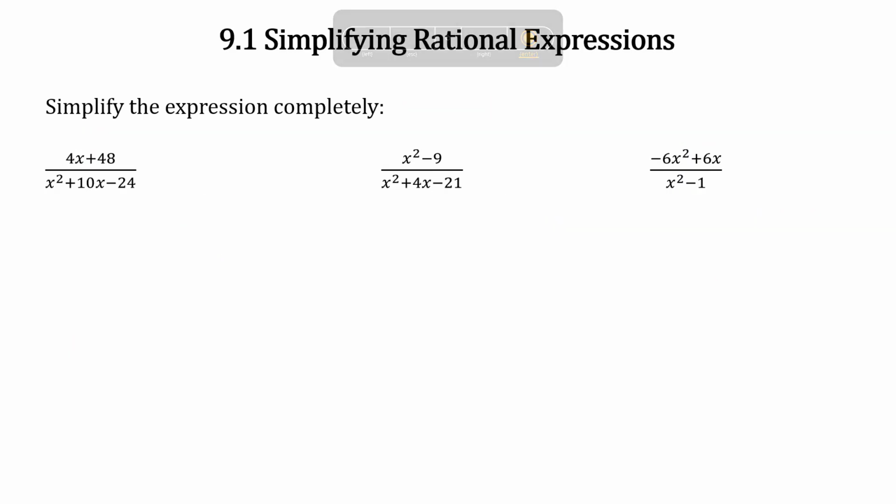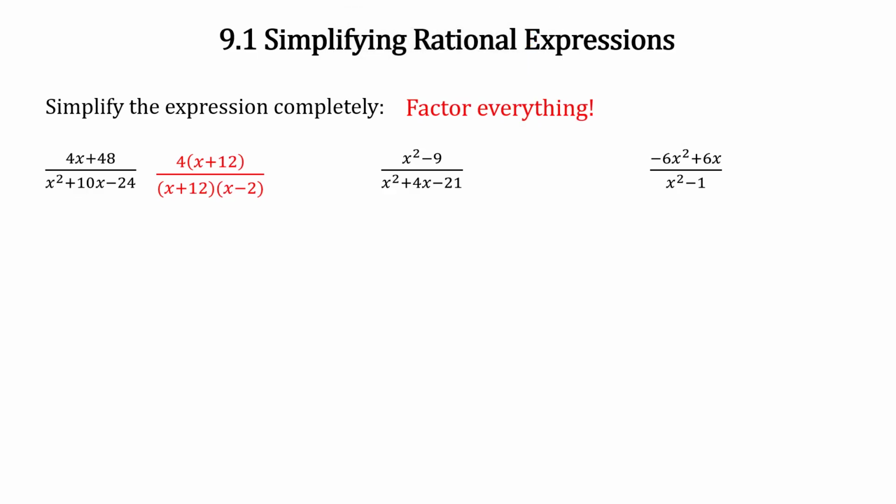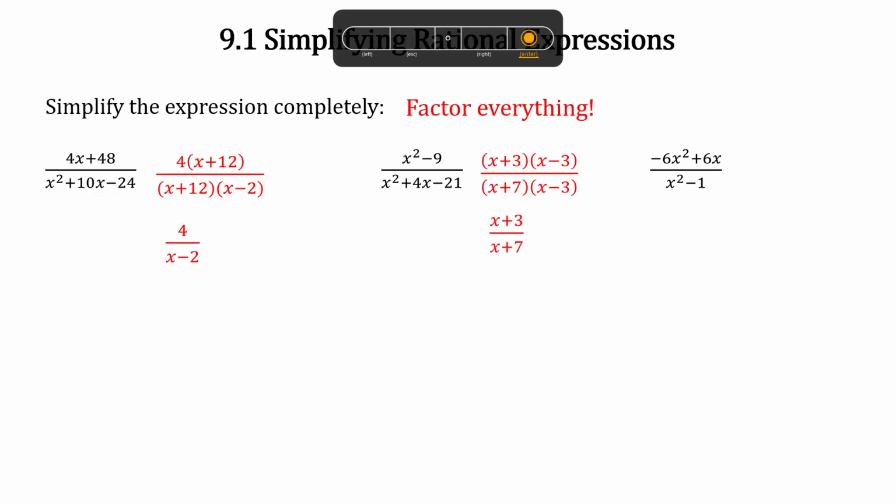Okay, your turn. Pause it here, work these out, and come back and check your answers. Okay, top is going to factor to 4 times x plus 12, and what multiplies to negative 24 and adds to 10? Well, plus 12 and minus 2. The x plus 12s cancel out, 4 over x minus 2. Top's going to factor to x plus 3 and x minus 3. Bottom's going to factor to x plus 7 and x minus 3. Our x minus 3s cancel out, and I'm left with x plus 3 over x plus 7.